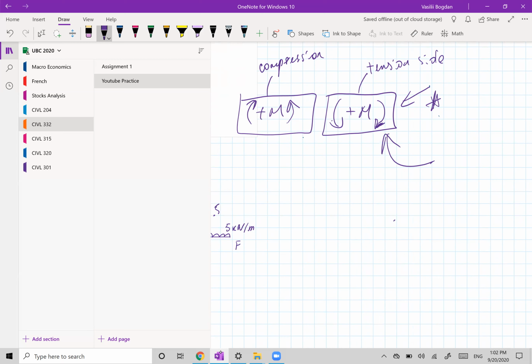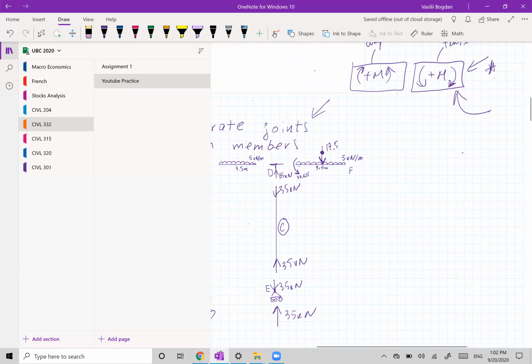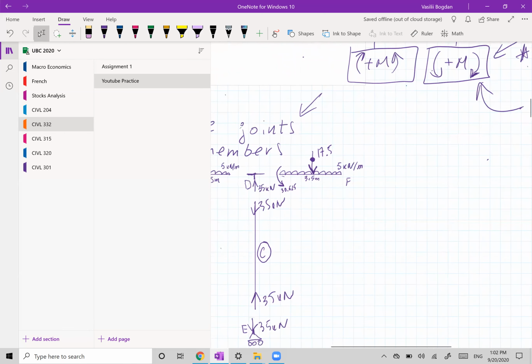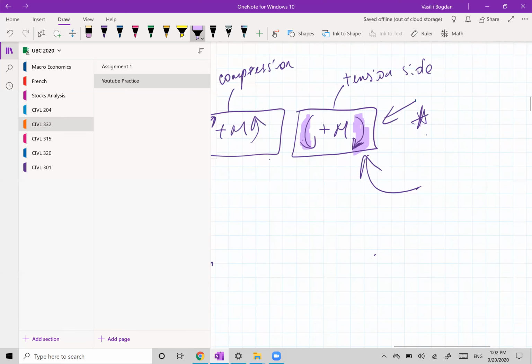But in your case, if your prof told you plus moment is like that, then your diagram is just gonna be mirrored basically. So let's go with this convention here. And how do you read this convention? Well, this arrow and this arrow tell you the side of the beam.